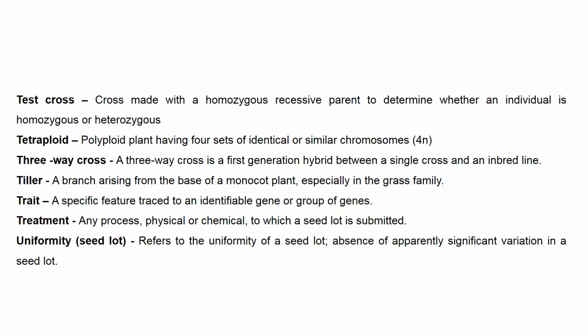Tiller. A branch arising from the base of a monocot plant, especially in the grass family. Trait. A specific feature traced to an identifiable gene or group of genes. Treatment. Any process, physical or chemical, to which a seed lot is submitted. Uniformity refers to the uniformity of a seed lot, the absence of apparently significant variation in a seed lot.